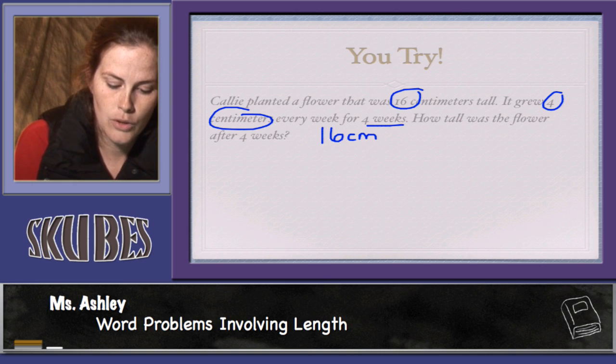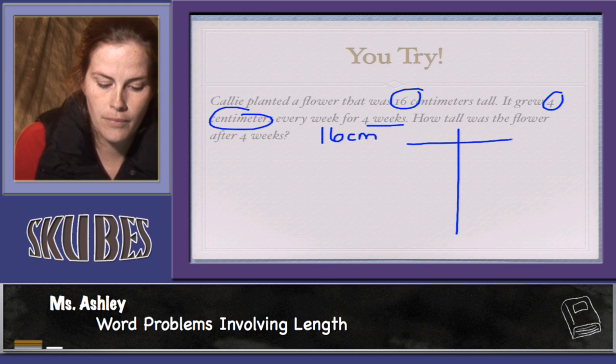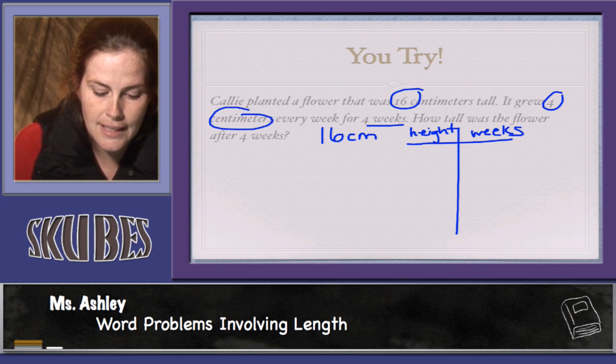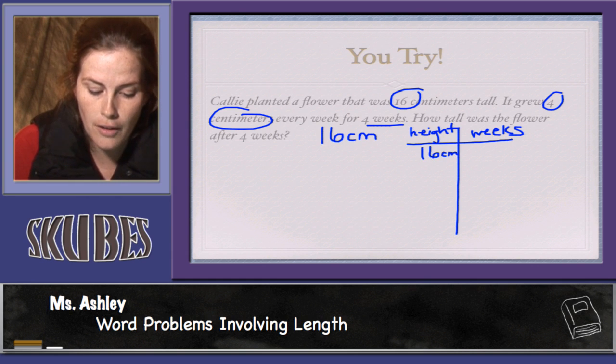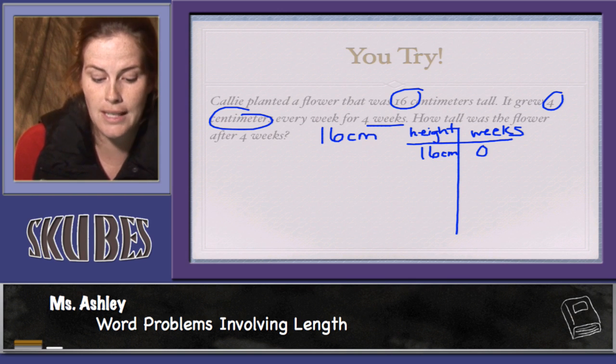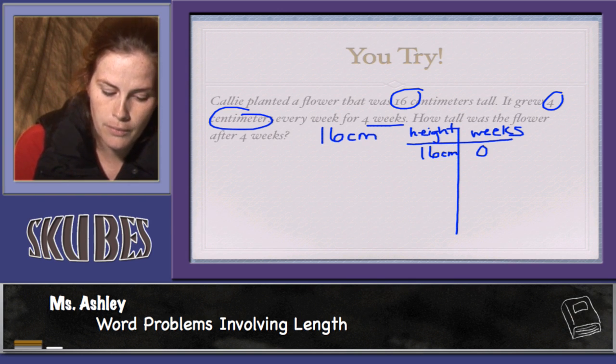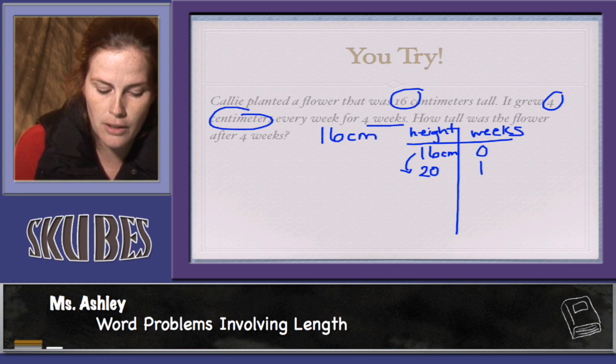Okay, so I'm going to do a little chart here. So this will be the flower height, and these will be weeks. Okay, so when it was planted, it was 16 centimeters tall. So now for 4 weeks, we're growing 4 centimeters. So after the first week, 16, we'll add 4 to it. 16 plus 4 equals 20 centimeters.